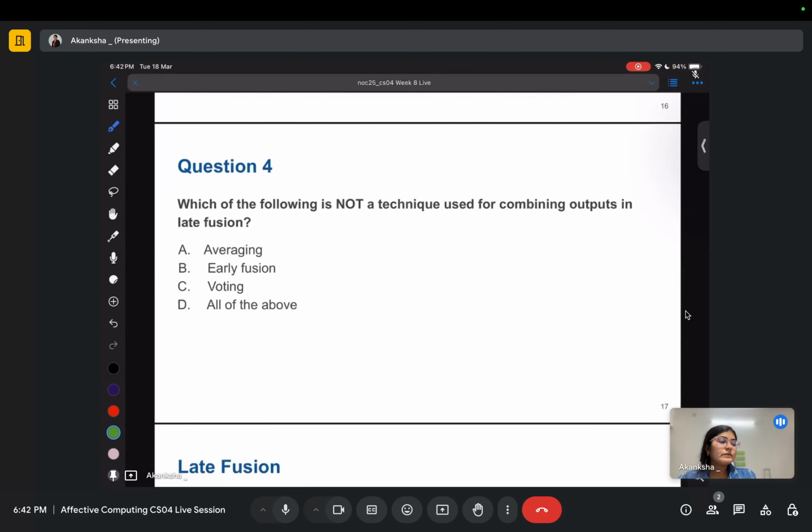Which of the following is not a technique used for combining outputs in late fusion? This is averaging, early fusion, voting, or all of the above.